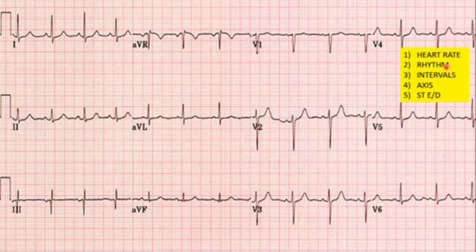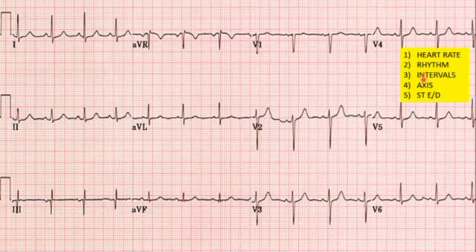Now let's see the intervals. If you see the P wave, it's almost within 3 small boxes, so less than 120 milliseconds, normal. And the PR interval is within 5 small boxes, that is normal. And this QRS is within 3 small boxes, less than 120 milliseconds, that is normal. And this QT interval is less than 440 milliseconds, that's normal. In this computer, you may try to zoom in and see it.